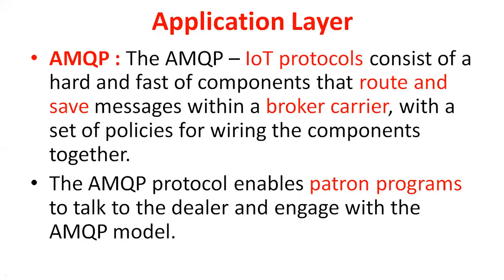Coming to AMQP, this is the last one. It is an IoT protocol consisting of components that route and save messages within a broker. The AMQP protocol enables a client program to talk to the broker and interact within the AMQP model. This is one type of IoT protocol in the application layer of an IoT system. These are all different protocols.